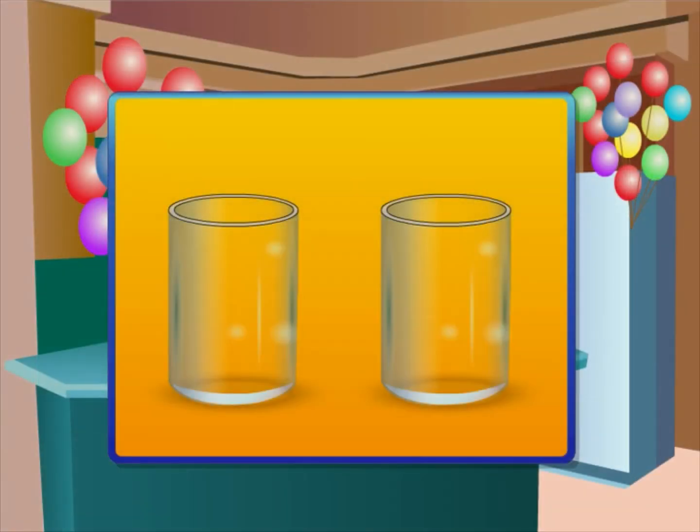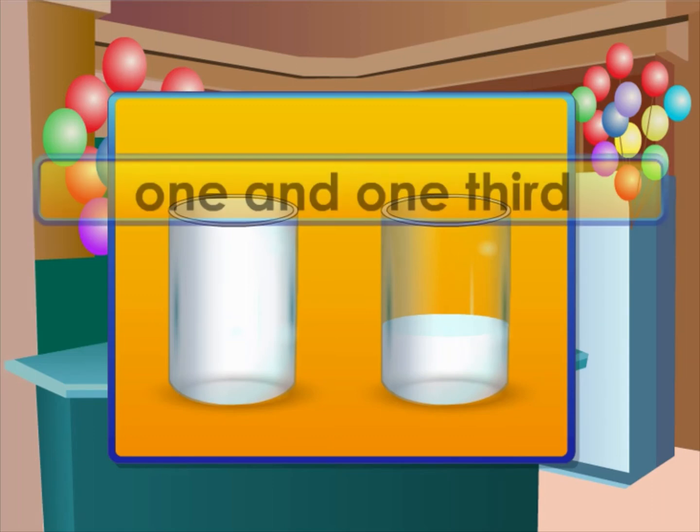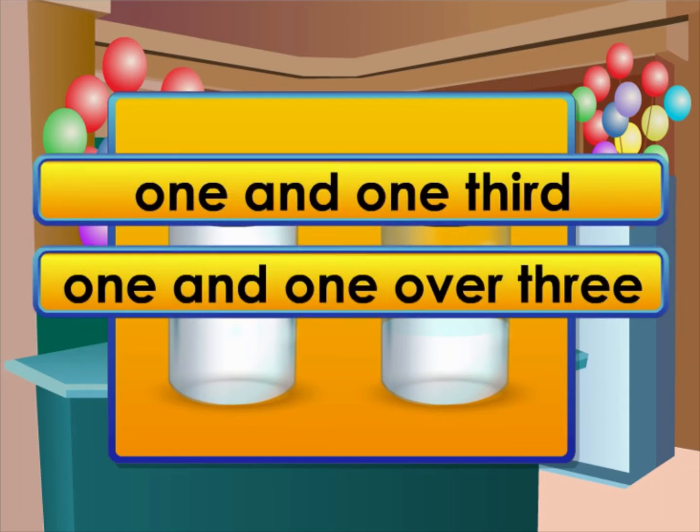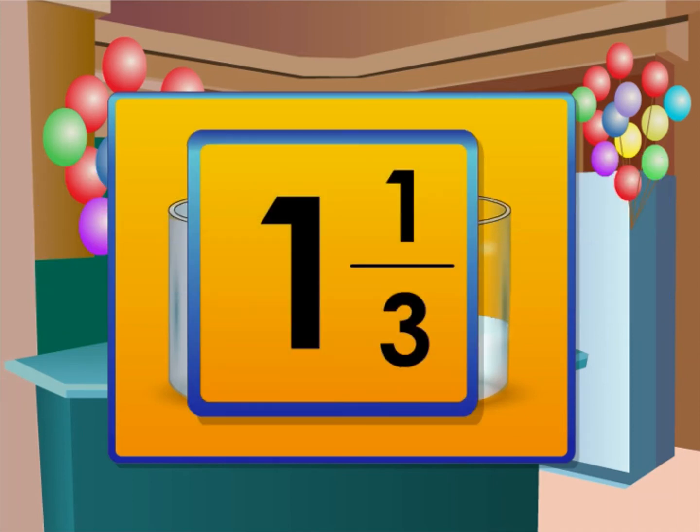Let's find the mixed number for the liquid. There are 2 beakers. One beaker is full of milk and the other is 1/3 filled. We write the mixed number as 1 and 1/3. We write this as 1 and 1/3.